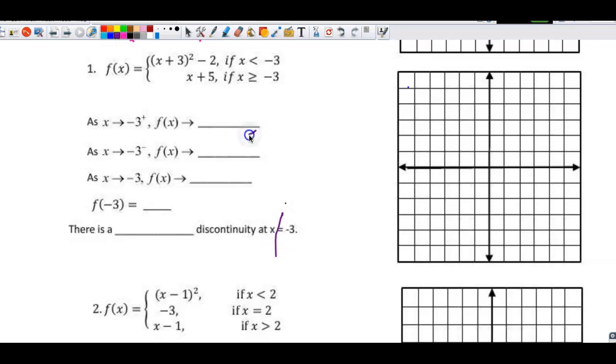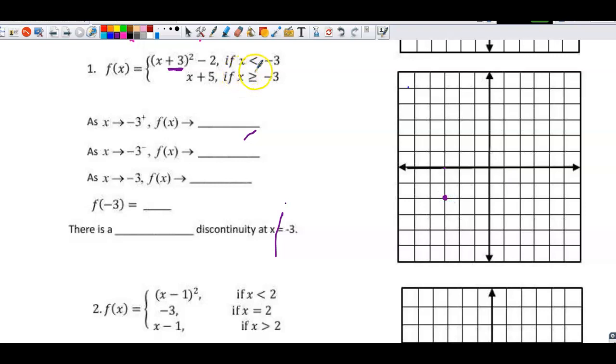We went over transformations quite a bit. This is basically taking x and moving it 3 to the negative side, or -3. This is the opposite side, a horizontal shift 3 to the left. So my vertex is going to go 3 to the left and then down 2. So this would be the vertex of this function.